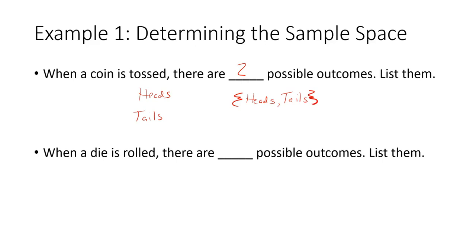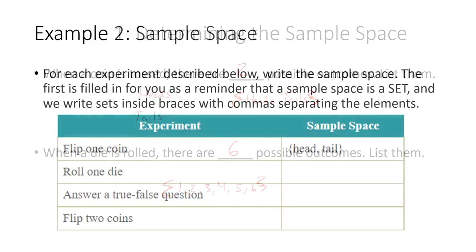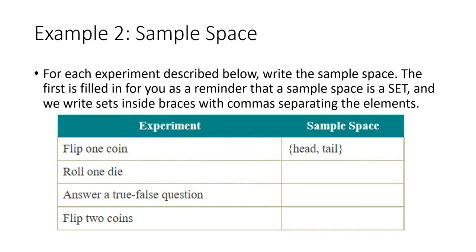When we roll a die, there are 6 possible outcomes. And if we list those, it's 1, 2, 3, 4, 5, and 6. Those are all the possibilities that you can have when you roll a die. So let's just look at these briefly and determine the sample space. Again, if we roll a single die, the sample space is going to be 1, 2, 3, 4, 5, and 6. For a true-false question, true or false, you only have 2 possible outcomes. And so the sample space is going to be true or false.